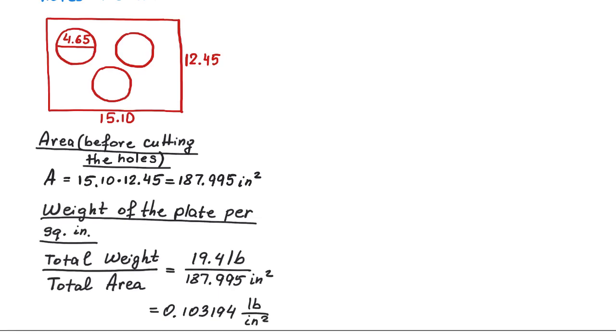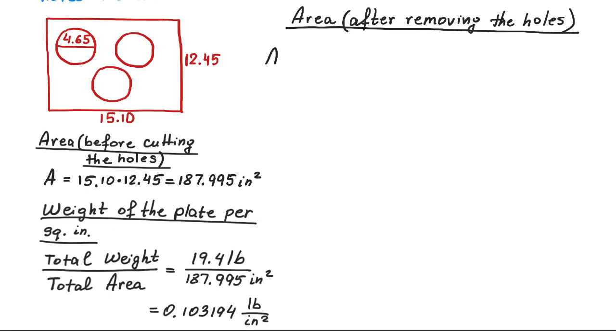Now let's find the area of this plate after removing the holes. For this, we will take the whole area, which we found to be 187.995, and subtract the area of the 3 holes. So 3 times, and now because each hole is a circle, we will use the formula for the area of a circle. And because we are given the diameter of each circle, then we will start with pi and multiply by diameter, which is 4.65 squared divided by 4.